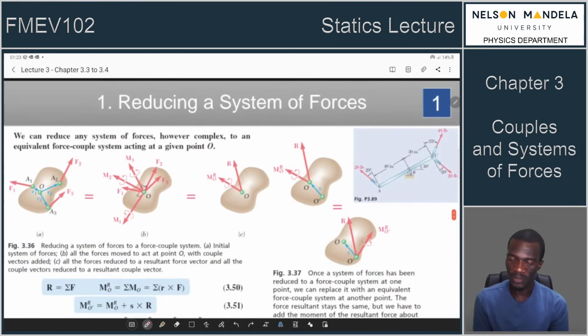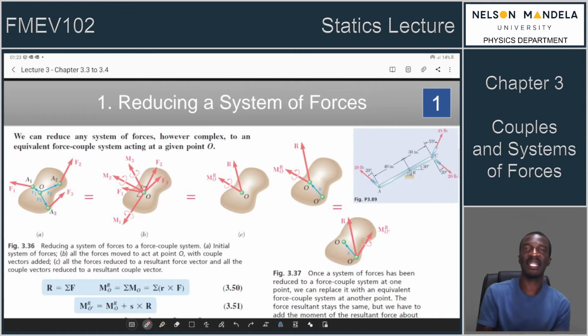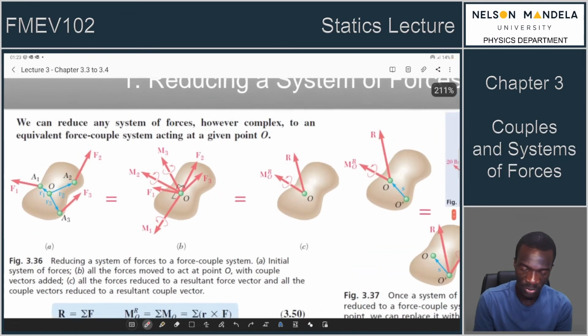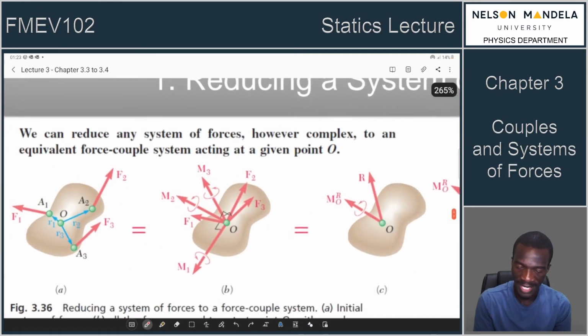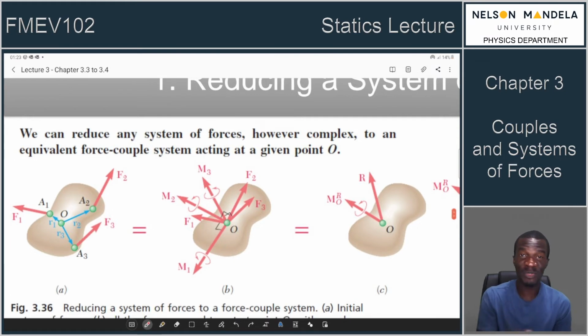Okay, so first principle is that you can reduce a system of forces. So it's exactly what we were doing before. We can now reduce any system of forces, however complex, to an equivalent force-couple system. So how can we do that? Still remember, we said we move the force to our point of desire, the point at which we want. The whole idea is to just find one force. So obviously, all the forces must be moved to one position. In this case, the origin is the point at which we want to locate our forces.